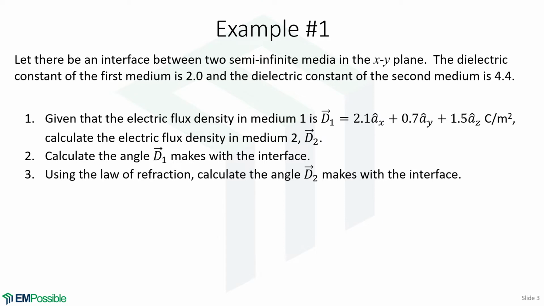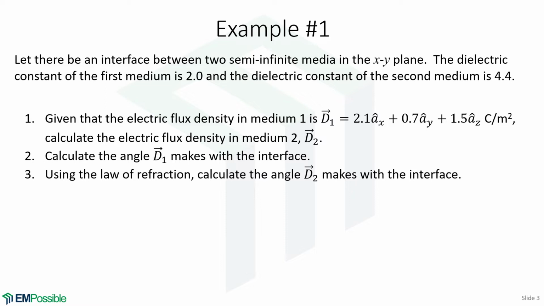Let there be an interface between two semi-infinite media in the xy plane. So that means we have two materials that meet at the xy plane, but they extend off to infinity in all directions, except of course at that plane where one medium transitions to the other. So that's what semi-infinite means. The dielectric constant for the first medium is 2.0, and the dielectric constant for the second medium is 4.4. So we have two mediums, the top one's 2, the bottom one's 4.4.